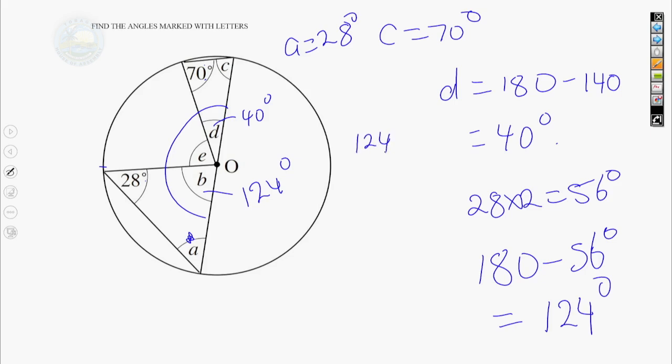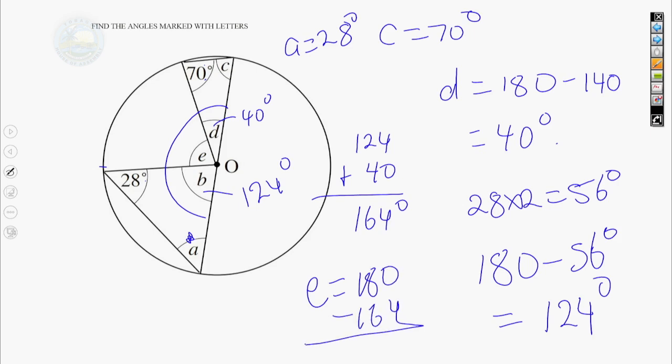So let's go. 124 plus 40 would give us 164 degrees. So we know 164 plus E, whatever value that is, should give us 180. So E should be the difference between 180 and 164. How much is that? That's 16 degrees. So E is 16 degrees because the sum of angles along a straight line will be equal to 180.